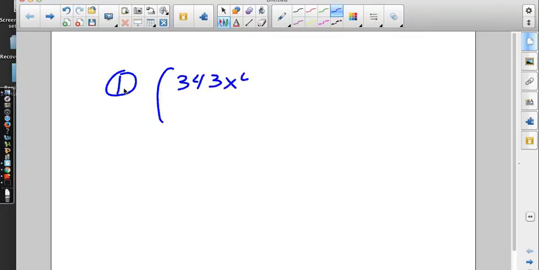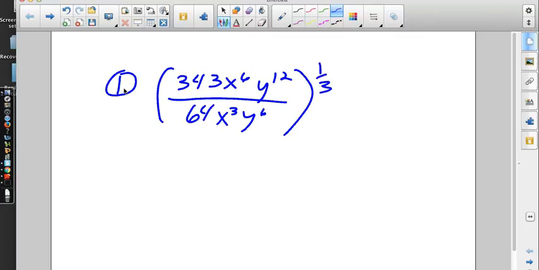343 x to the 6 y to the 12th over 64 x to the 3rd y to the 6th, all to the 1/3 power. How do we start? You could, to try to reduce the fraction, you could. Megan? Couldn't hear you, Megan. It is going to be cubed root. So yeah, we kind of have to figure out what to do.